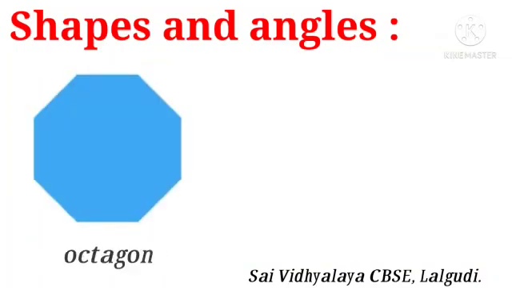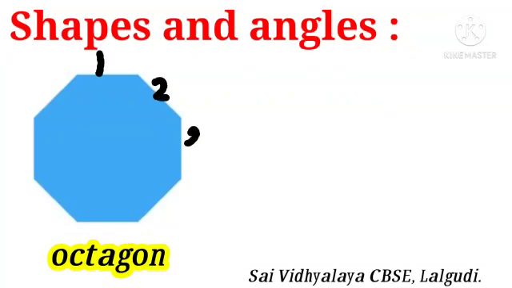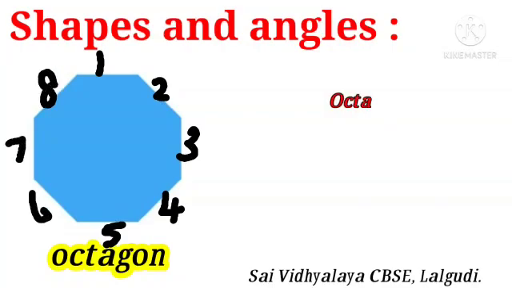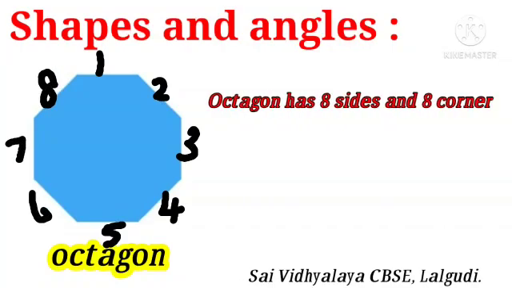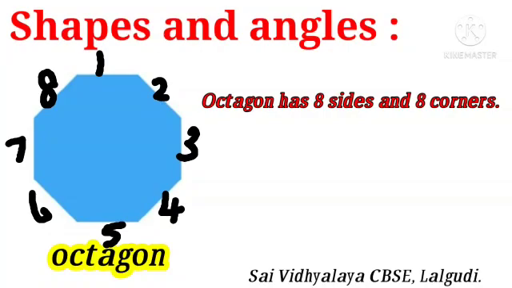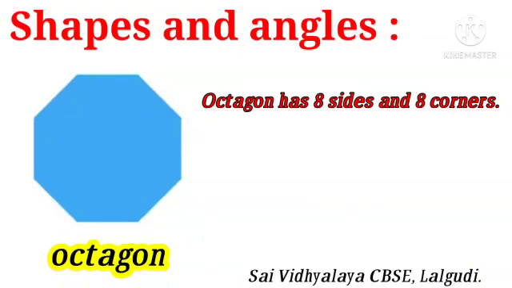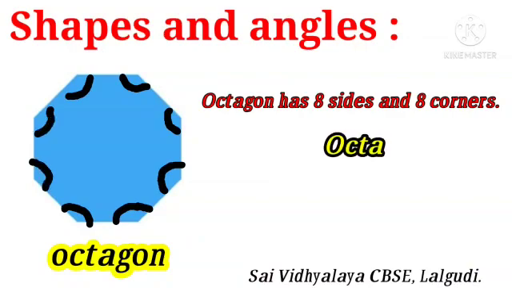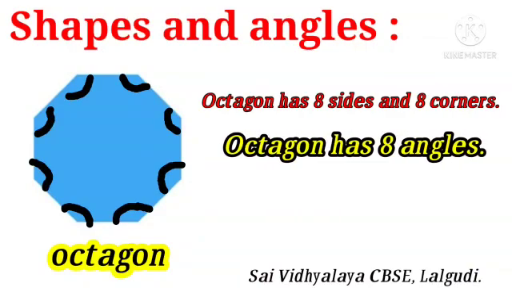Octagon. O-C-T-A-G-O-N. Octagon is an 8-sided polygon. It has 8 sides and 8 corners. Now let's draw angles inside octagon. 1, 2, 3, 4, 5, 6, 7, 8. Octagon has 8 angles.